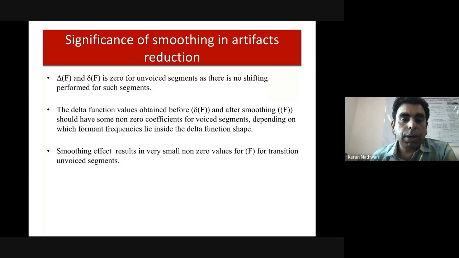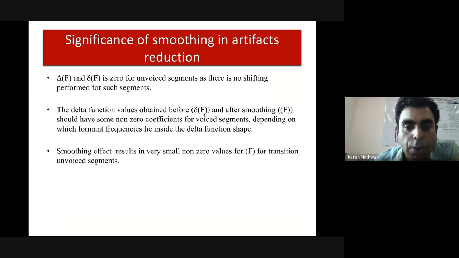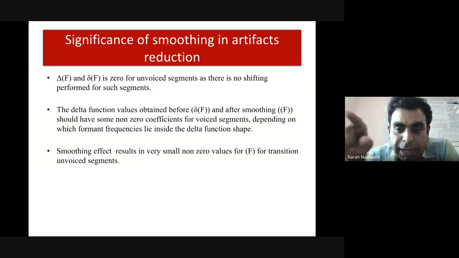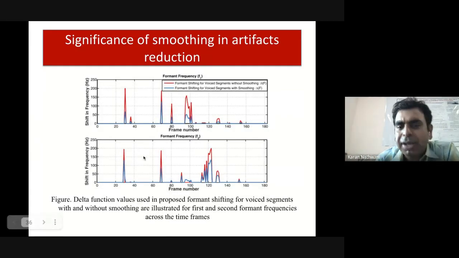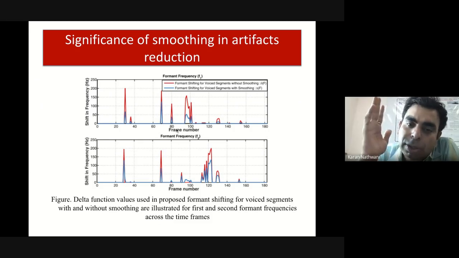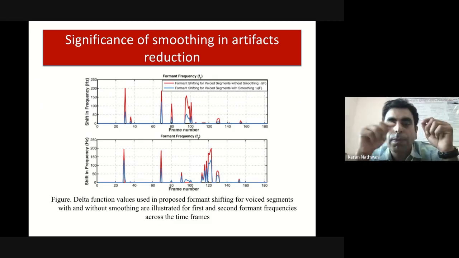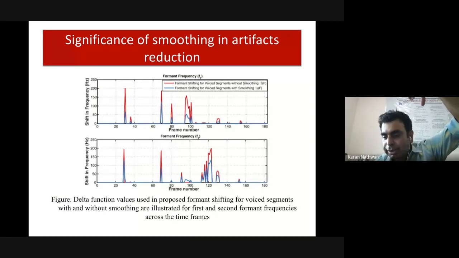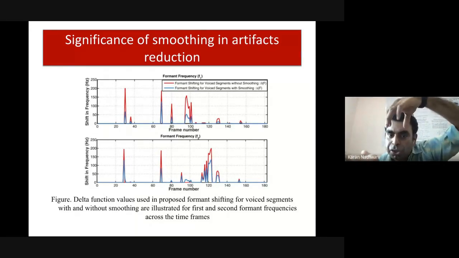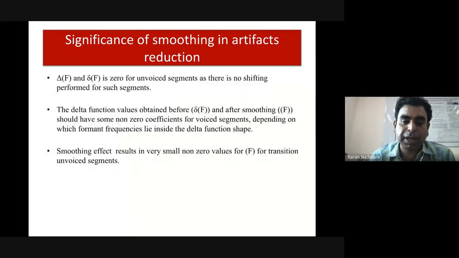So this is an explanation that the delta function obtained before and after smoothing should have some non-zero coefficients, obviously, because we are doing it for the voice segments, and the smoothing effect results in very small non-zero values for the delta F. There is a missing part, big delta, for the transition to the unvoiced segment. Why? That is very obvious also. I'm not touching anything on the unvoiced part. Now when I go from voiced to unvoiced, you have something very high and then zero. When you smooth it, meaning interpolate, this zero becomes some value. That is what is being explained here. There will be some non-zero values for unvoiced segments.